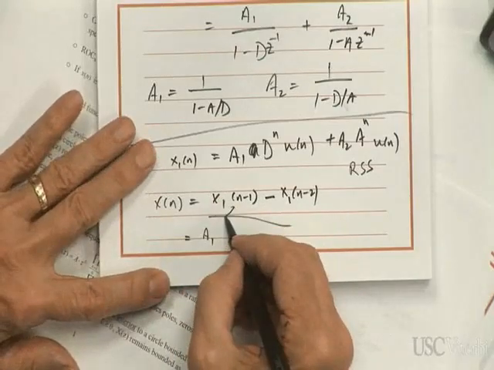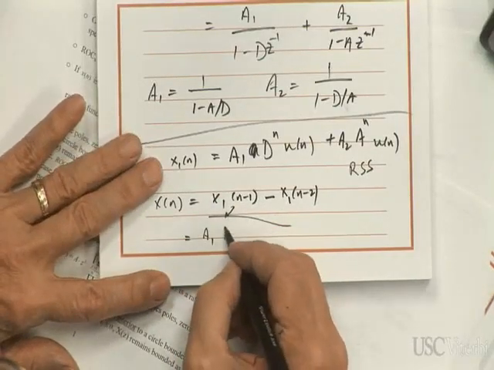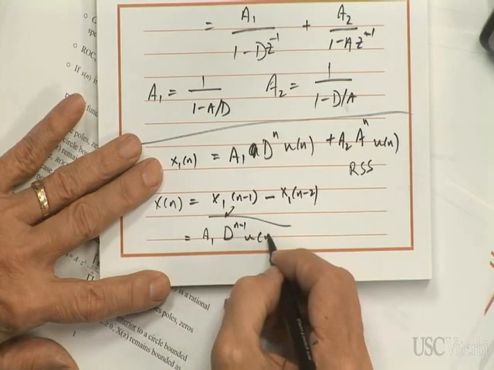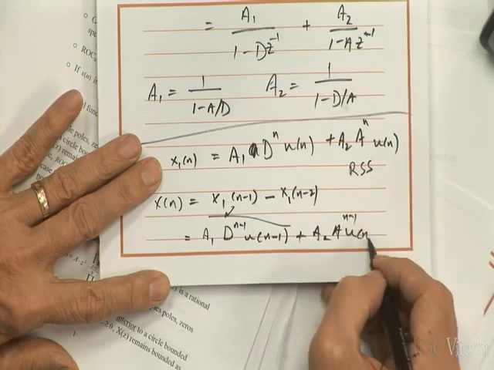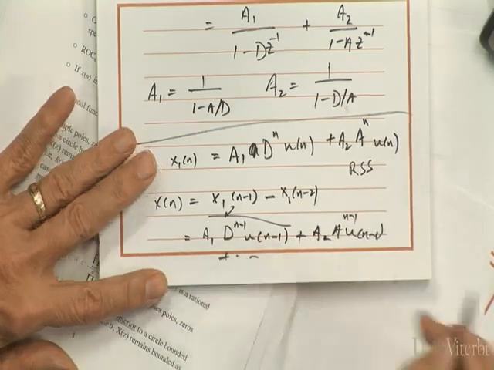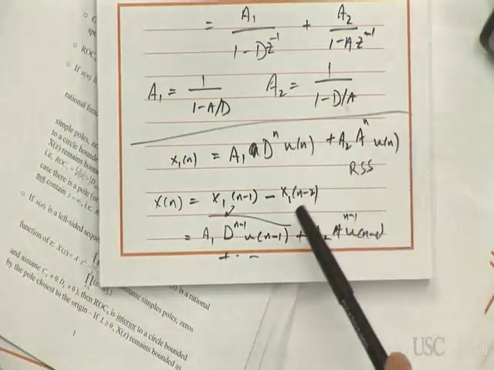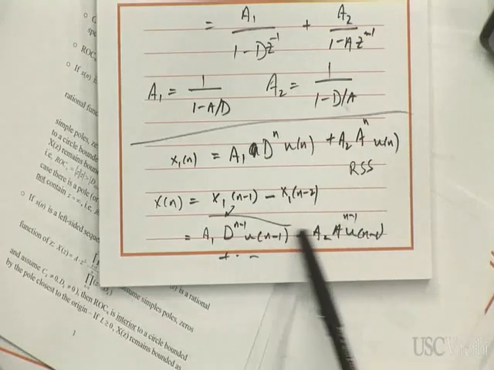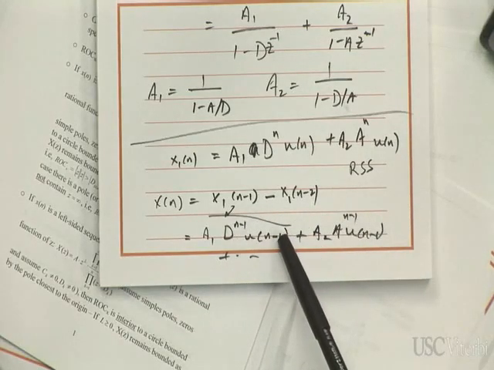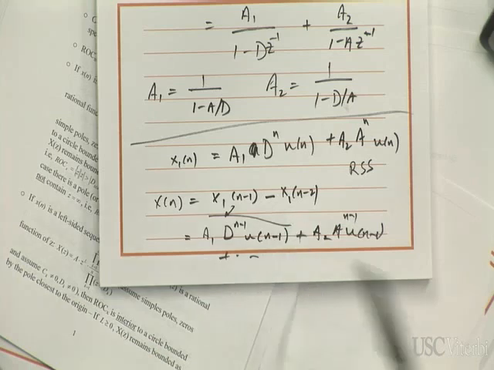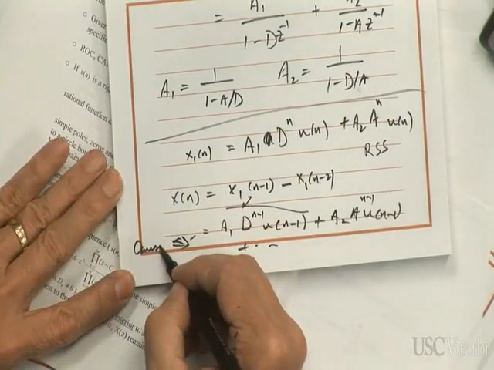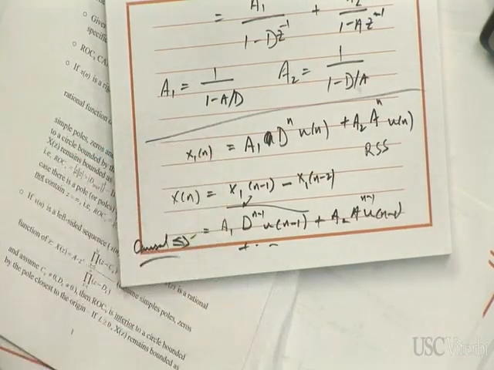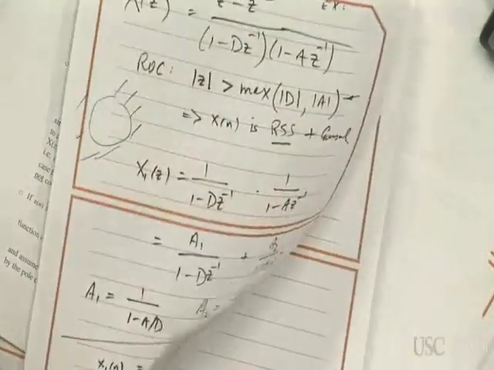If you look at it, it's A1 d to the n minus 1 times u of n minus 1 plus A2 a to the n minus 1, plus dot dot dot. The same thing with n minus 2. So clearly it's causal. For instance, this term is non-zero only for n greater than or equal to 1. So we got everything out that we wanted, causal and right-sided. So anyway, that's just kind of an example.